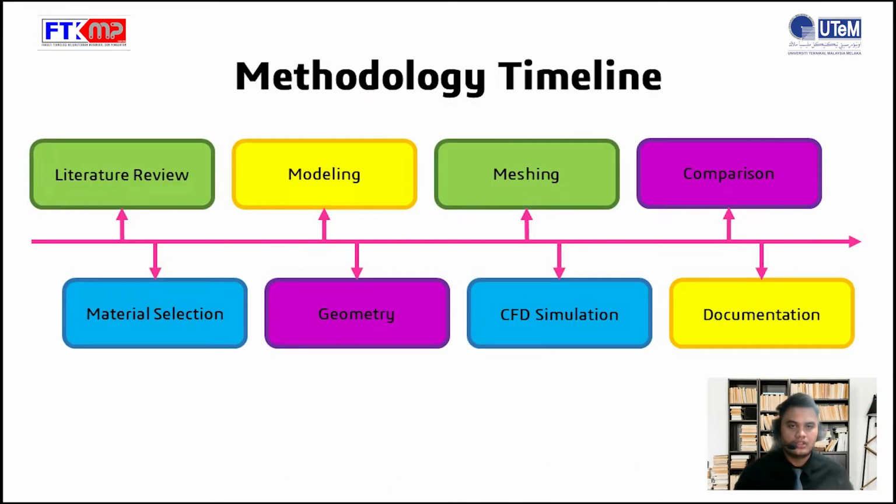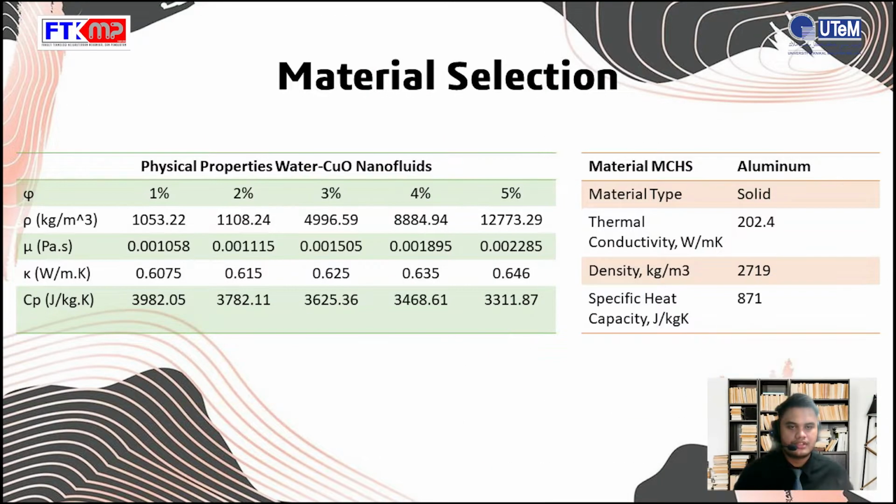So next, we go to the methodology timeline. We have literature review, material selection, modeling, geometry, meshing, CFD simulation, comparison, and lastly documentation. First things first, the material selection.